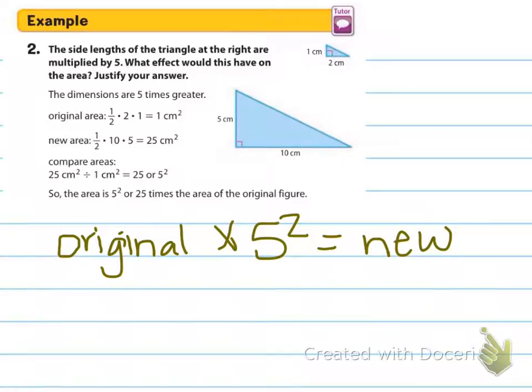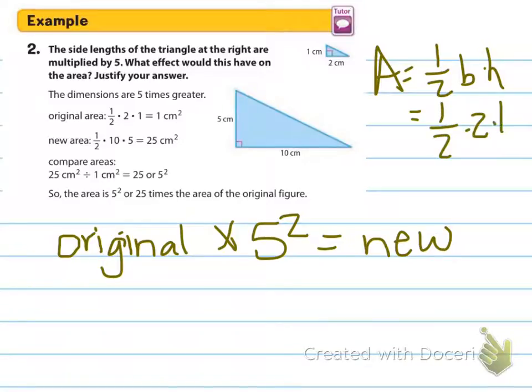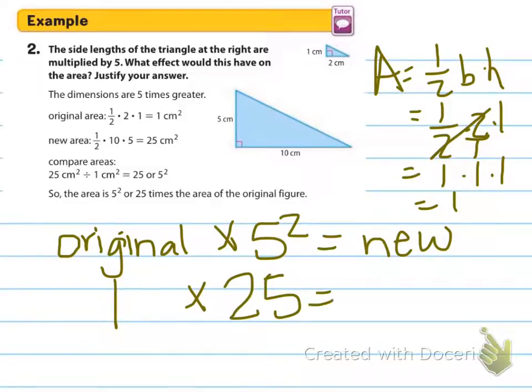So the area of this one, remember its area equals 1/2 base times height. That's another thing, you won't have to do this formula again. You'll get to do 1/2 times base times height, cross simplify out our 2's, and so we end up with 1 times 1 times 1, which is 1. And so I'm going to do 1 times 5 squared, which is 5 times 5, which is 25. And so I know that the new area is 25 centimeters squared.